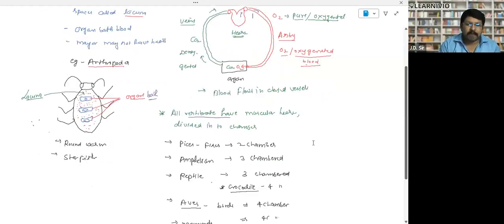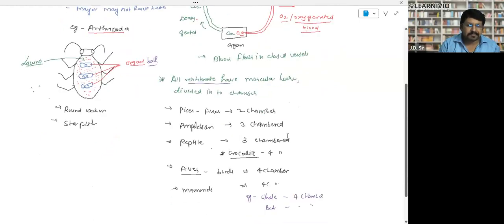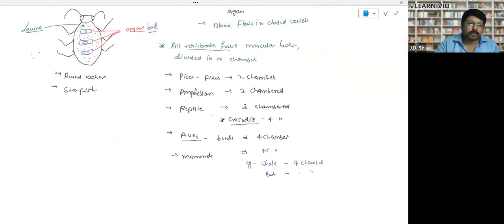All vertebrates have a muscular heart divided into chambers. Pisces have a two-chamber heart. Amphibians have a three-chamber heart. Reptiles have a three-chamber heart. Here the exception is the crocodile. Crocodile is a reptile, but it has a four-chamber heart, right? Aves, that is birds, have a four-chamber heart. Mammals have a four-chamber heart. Whale and bat are mammals, and they have four-chamber hearts. Both whale and bat have been asked in exams.